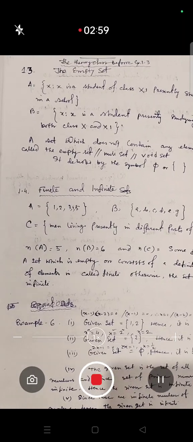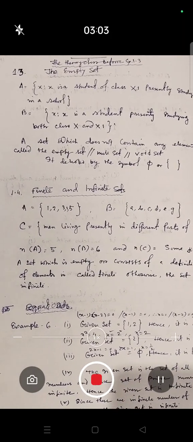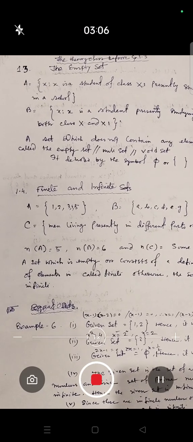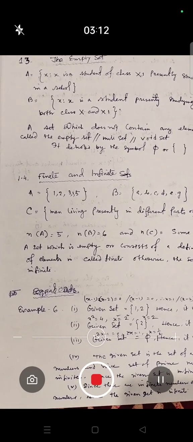So students, today we clearly realized what an empty set is, what finite and infinite sets are, and there were some examples. Now this is the end of today's class.